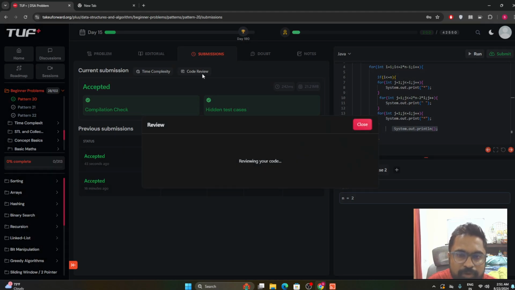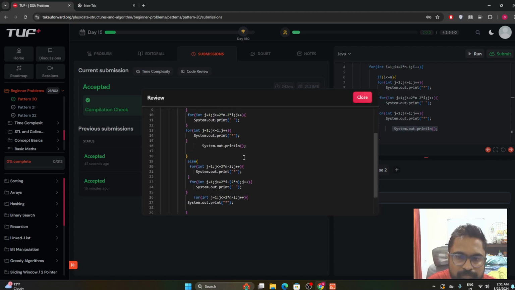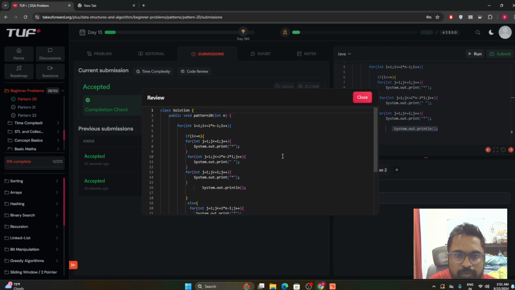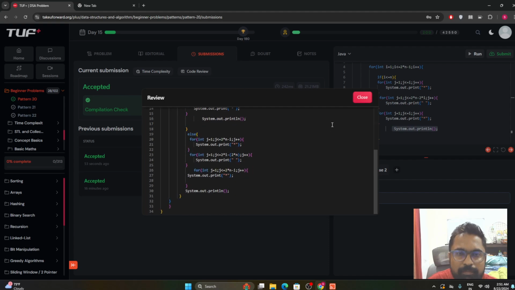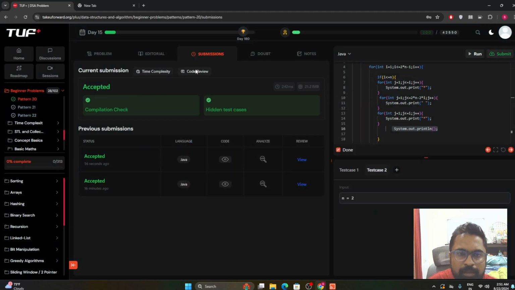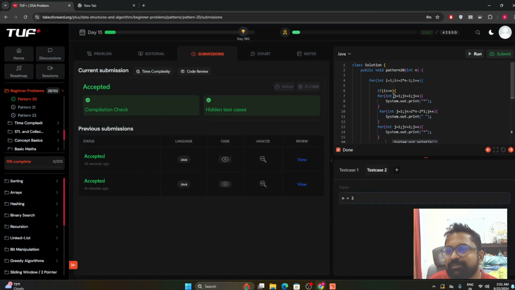Let's do some code review. It's not reviewing the code, I don't know what is happening. But mostly, instead of writing these particular loops multiple times, we could write them in some methods, and naming conventions should also be better. This is what I can feel.